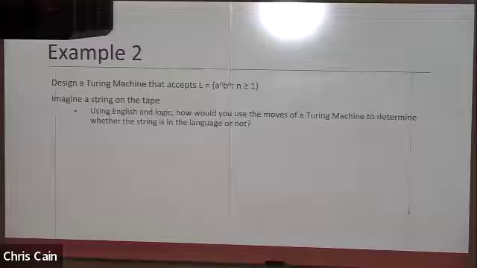So when we look at the first A, what could we do to match it to either the first B or the last B? Something like that.